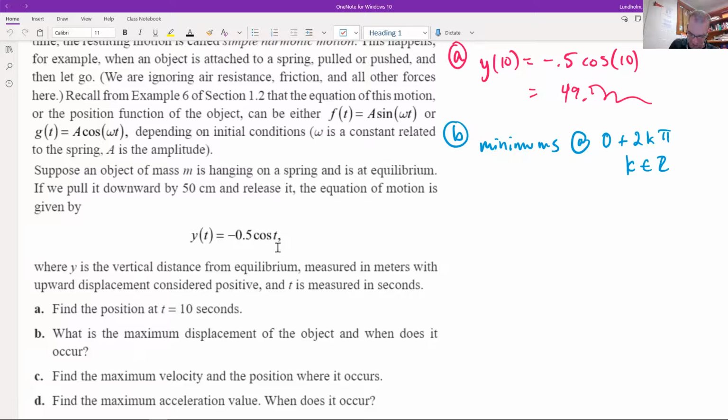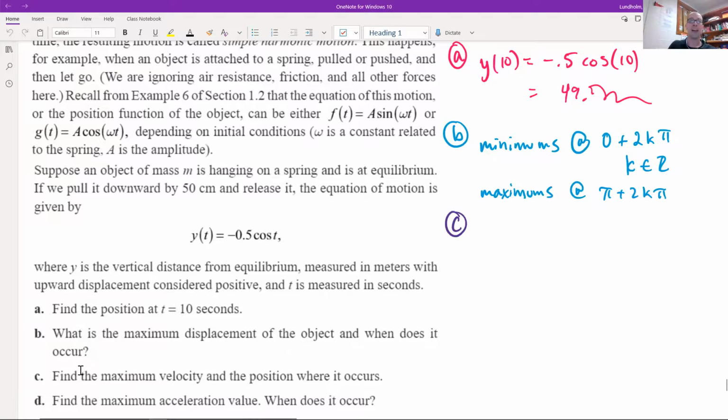We would get maximums, and I'm talking about being above equilibrium when I say maximum, but that would just be pi plus 2k pi. And we would be 50 centimeters away from equilibrium in either case. Cool. The ones that I really wanted to look at were the derivatives here.